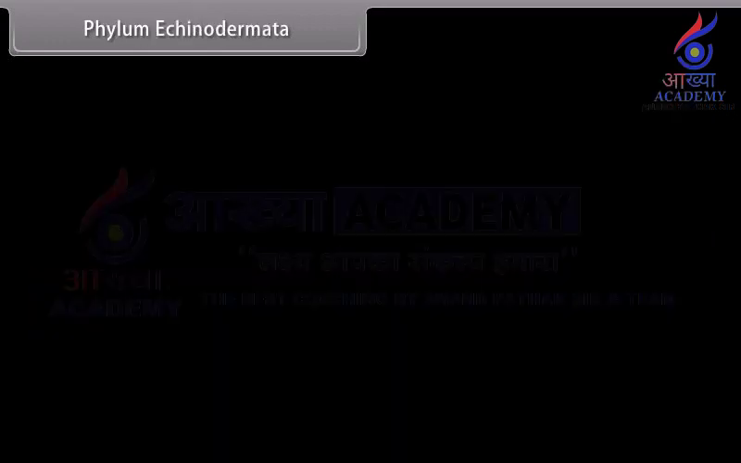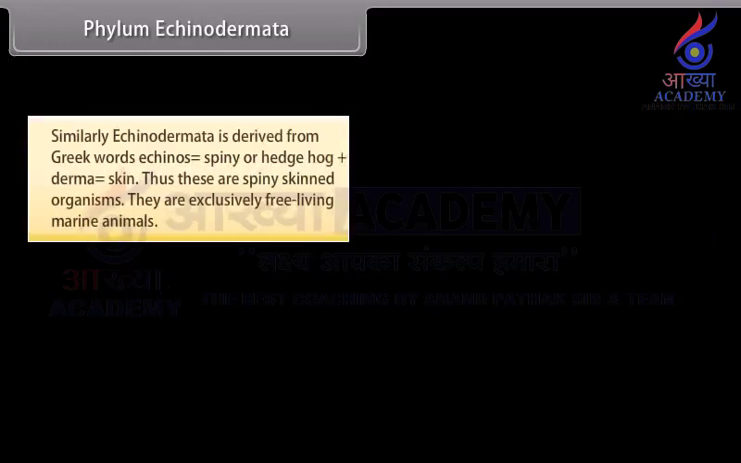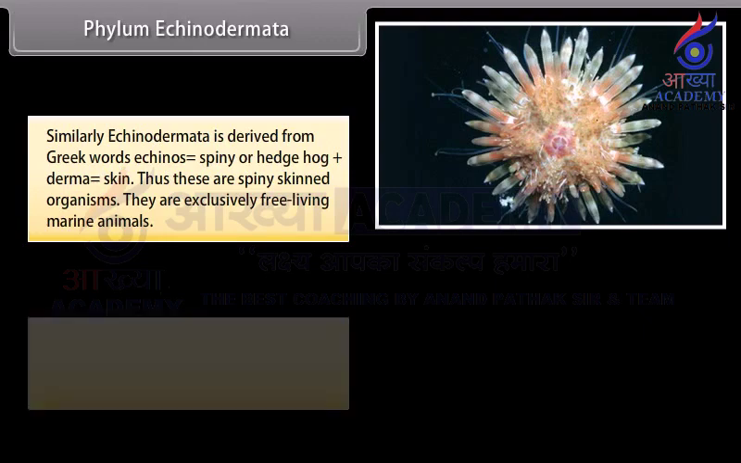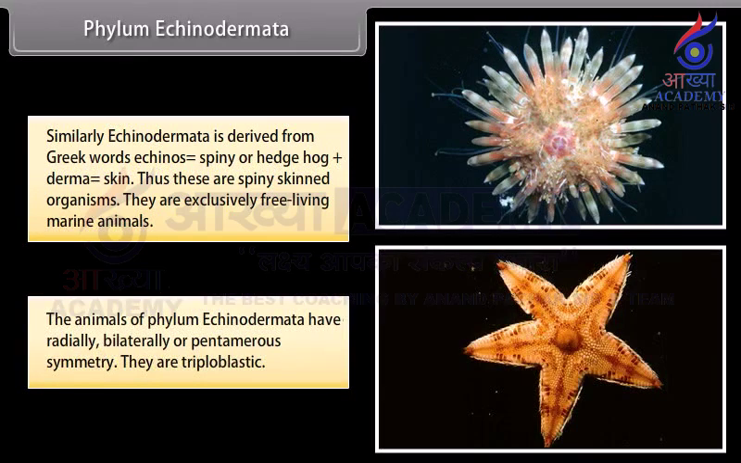Phylum Echinodermata. Similarly, Echinodermata is derived from the Greek words echinos, which is spiny or hedgehog, plus derma, which is skin. Thus, these are spiny-skinned organisms. They are exclusively free-living marine animals. The animals of phylum Echinodermata have radial, bilateral, or pentamerous symmetry. They are triploblastic.